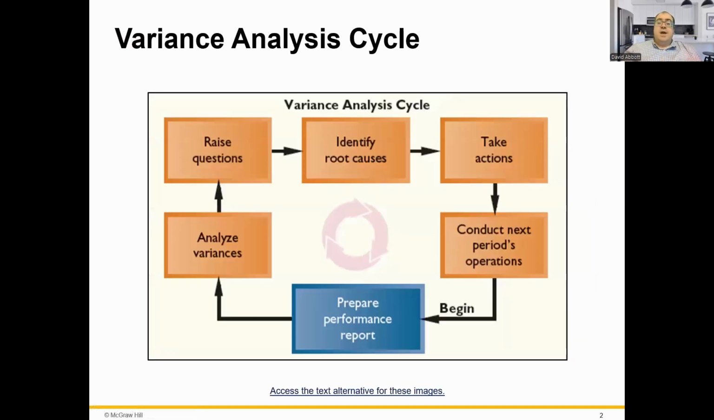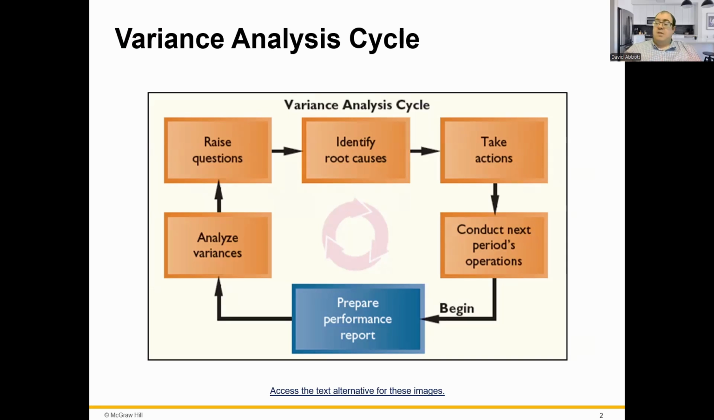So, the variance analysis cycle. The cycle begins with the preparation of performance reports in the accounting department. These reports highlight variances, which are differences between actual results and what should have occurred according to the budget.